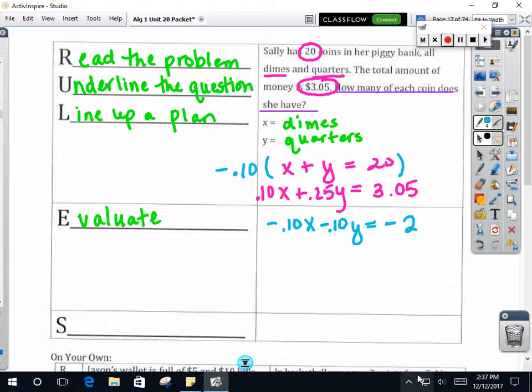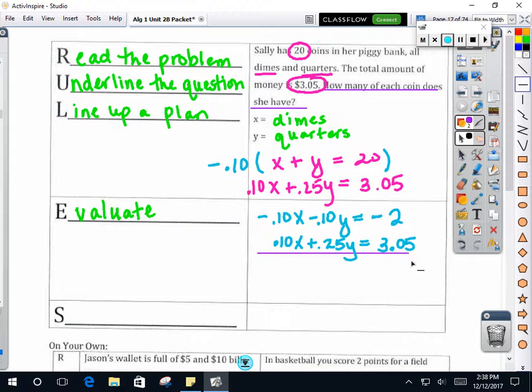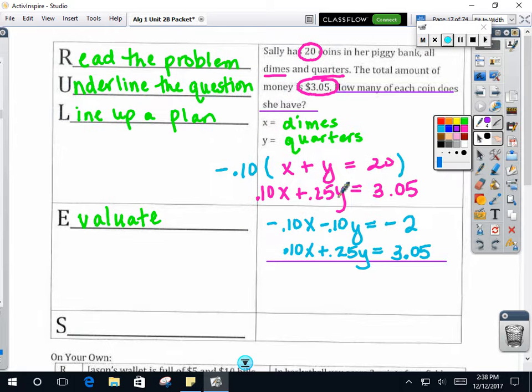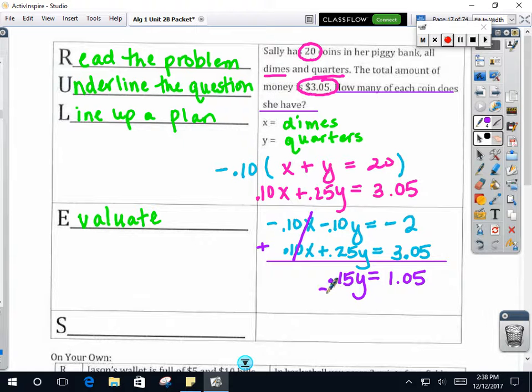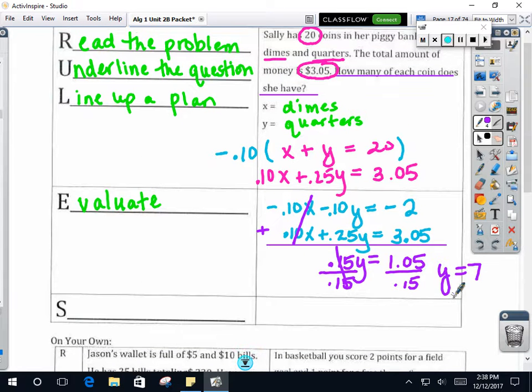Okay, now what happens to the bottom equation? It stays the same, so you just bring it down. Now that you have a variable to eliminate, you add the two equations together. When you add them together, the x's eliminate because negative 0.10 plus 0.10 cancels out. Negative 0.10y plus 0.25y becomes, and then negative 2 plus 3.05 becomes, now what do we do? And so y equals 7. 7 what? 7 quarters.